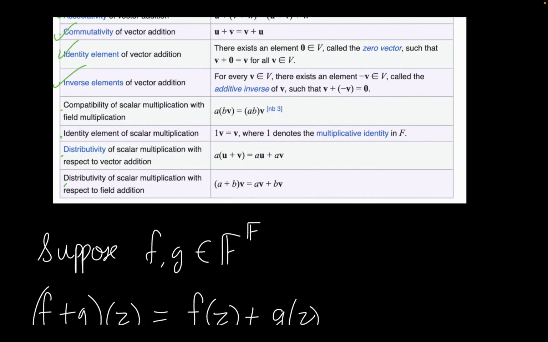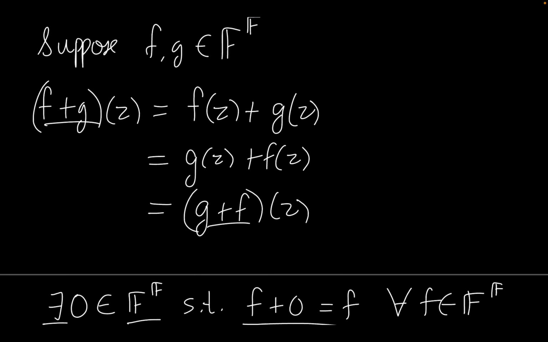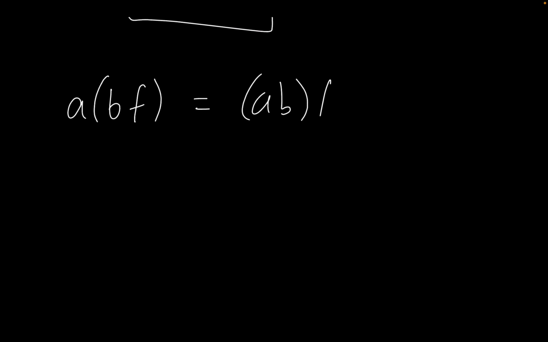Compatibility of scalar multiplication with field multiplication. So we want to show essentially that (ab) times f is equal to a times (bf) for every single a, b in the scalars, and f in the set of functions from F to F.